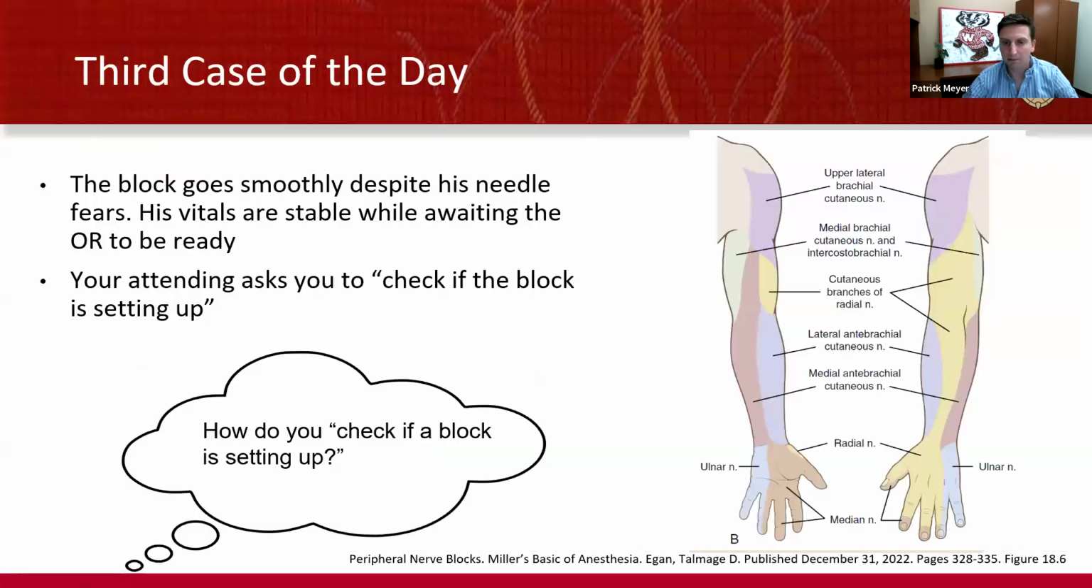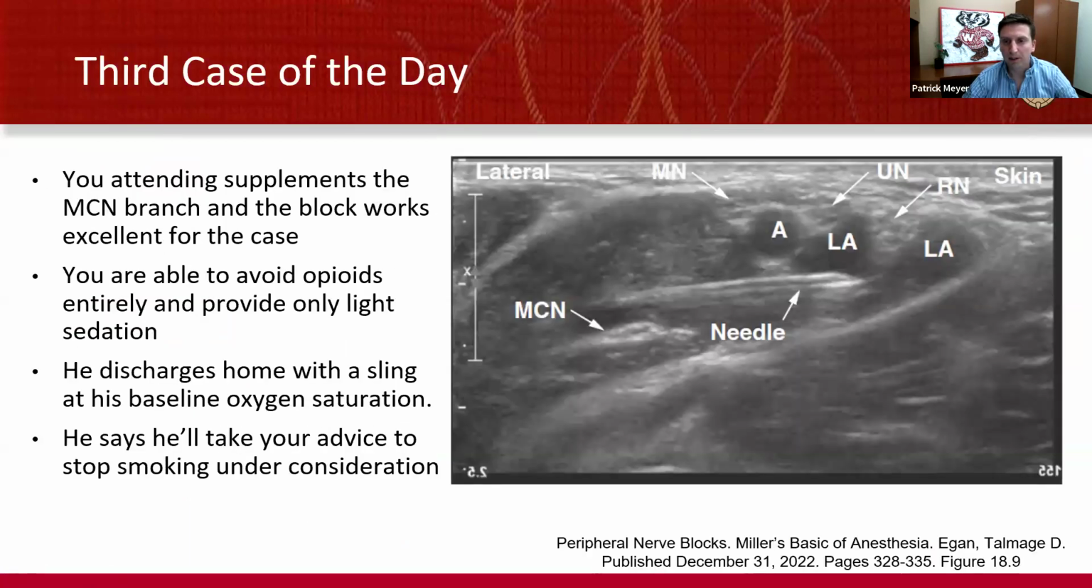So we forgot to do that. So we are aware of that now. We tell our attending where we're missing, and your attending supplements that musculocutaneous. So they inject a little local around that site. Then the block's working great. No sensation of cold, no movement. You go back to the OR, you do the case, the patient is awesome.